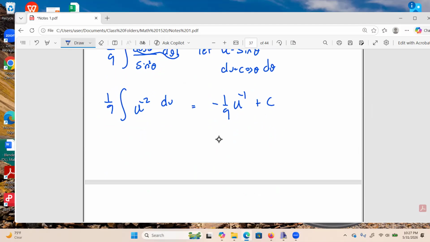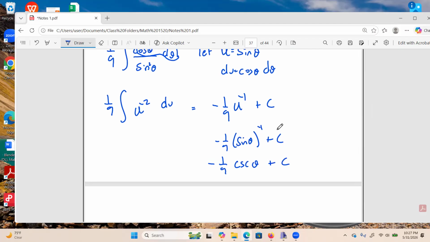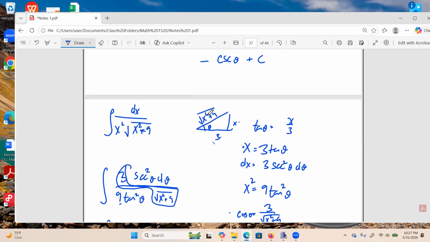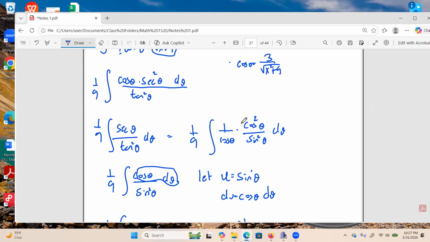Well, what was u? u was sine. So we have negative 1 over 9 sine theta raised to the negative 1 power plus c, and then we're going to say that's negative 1 over 9 cosecant of theta plus c. And then I go back up to my triangle. I was like, what the heck is cosecant? Cosecant is hypotenuse over opposite. So that's going to be the square root of x squared plus 9 divided by x.